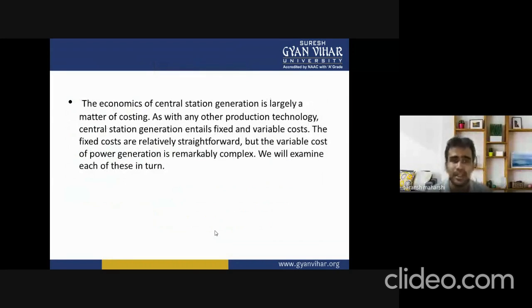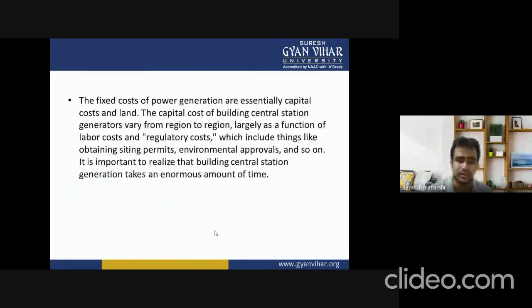As with any other production technology, central station generation entails fixed and variable costs. The fixed costs are relatively straightforward, but the variable cost of power generation is remarkably complex. We will examine each of these in turn. The fixed costs of power generation are essentially capital cost and land.